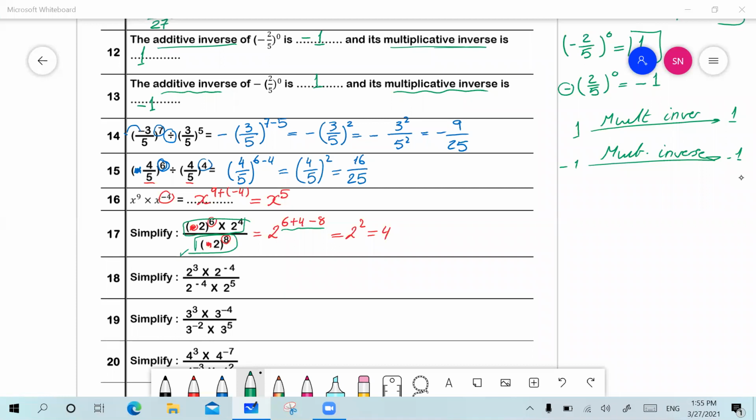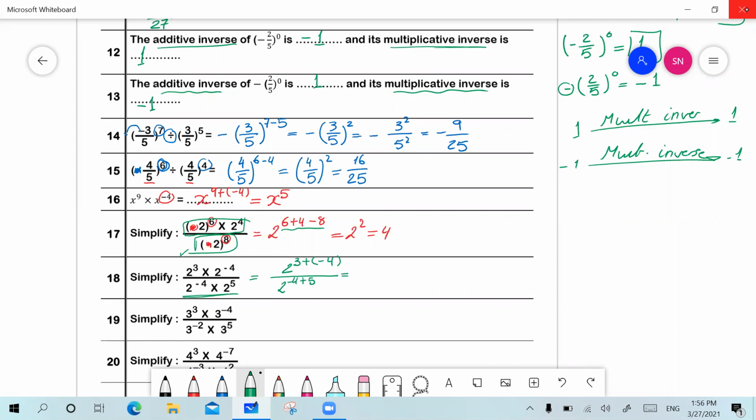Okay, let's go now for number 18. 2 to the power of 3 times 2 to the power of negative 1 over 2 to the power of negative 4 times 2 to the power of 5. Adam? 2 to the power of 3 plus negative 4. We said that when I have more than one term in the denominator, I first find each one alone. Up we write 2 to the power of 3 plus negative 1, down we write 2 to the power of negative 4 plus 5.